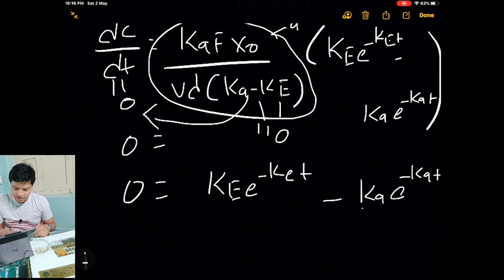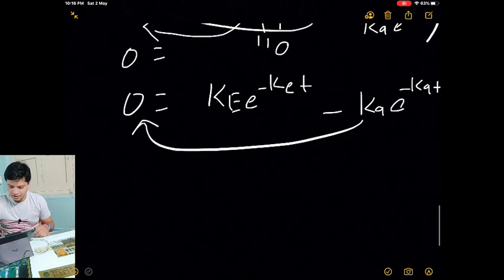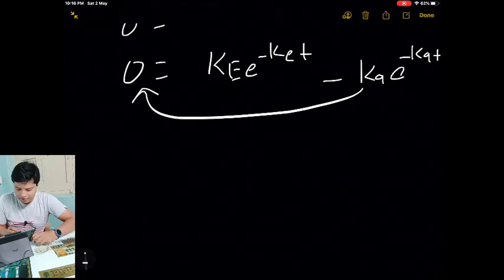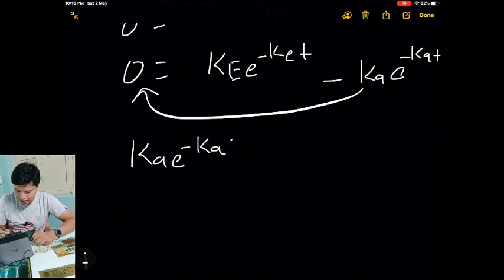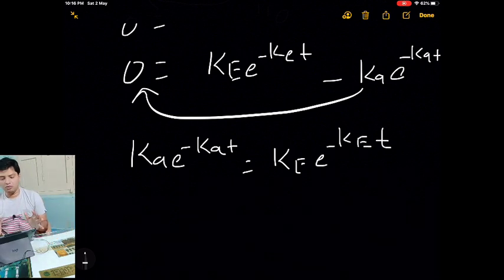Now send this here. If you send this here, we will be remaining with ka e to the power of minus kat is equal to ke e to the power of minus ket. That's what we are left with now.